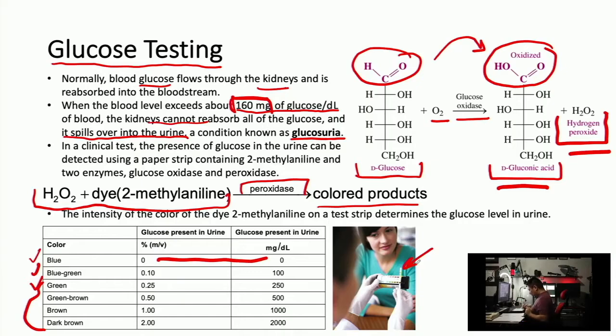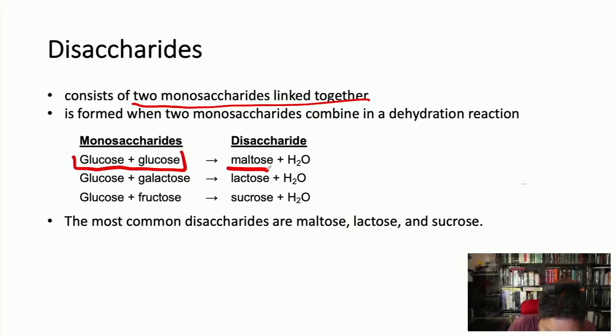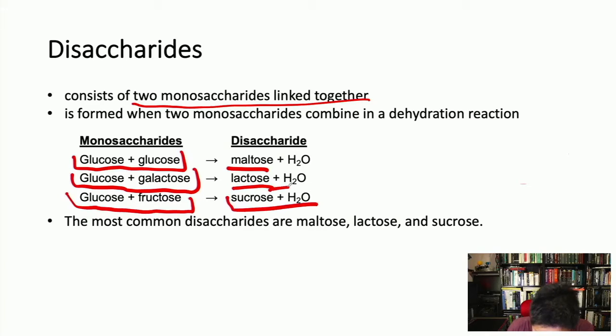So enough about monosaccharides. Let's talk about disaccharides now, right? So what's a disaccharide again? It is two monosaccharides that are linked together. When you have two glucoses linked together, you have maltose. When you have one glucose and one galactose linked together, you have lactose. And when you have a glucose and a fructose together, you have sucrose, right? So the most common disaccharide sugars that we encounter are maltose, lactose, and sucrose.